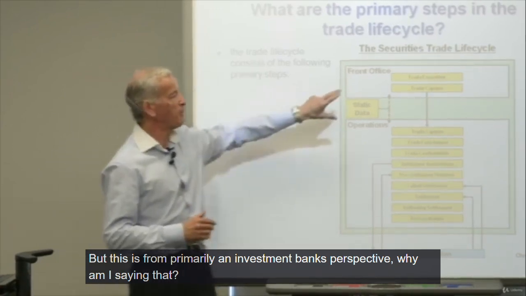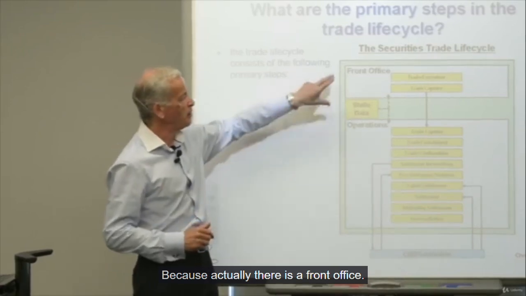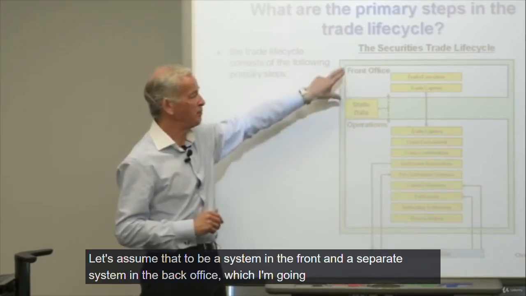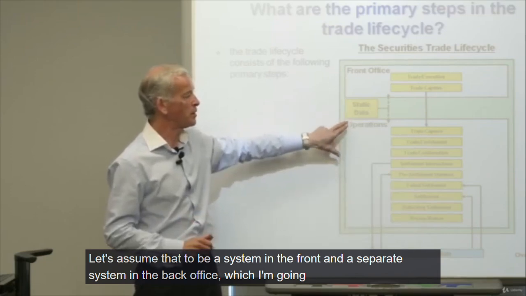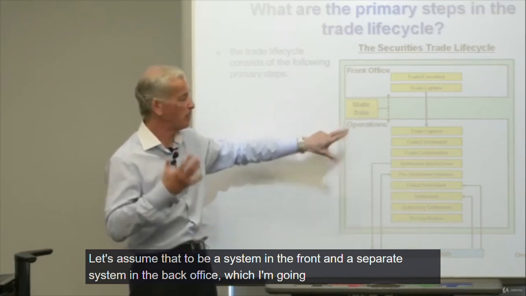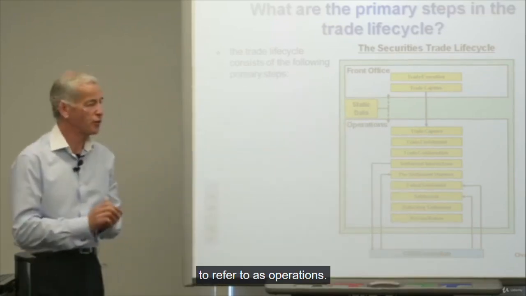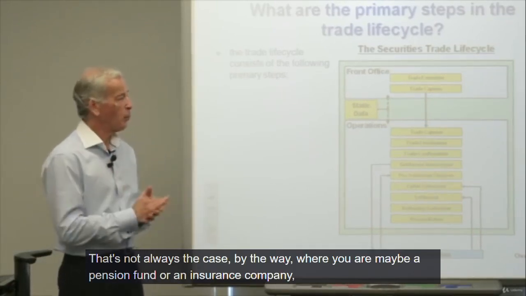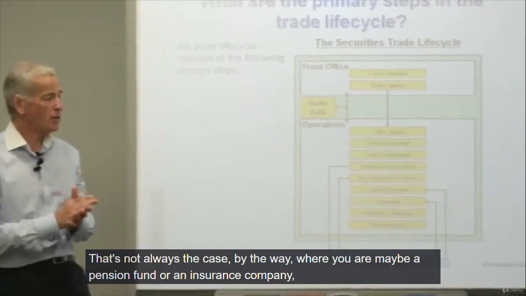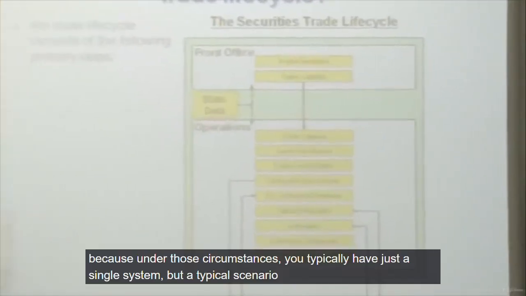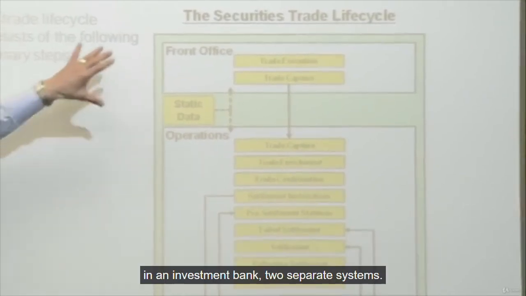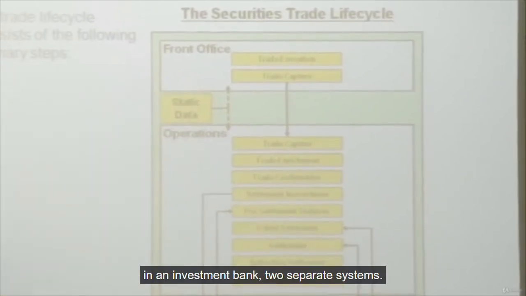Why am I saying that? Because actually there is a front office, let's assume that to be a system in the front and a separate system in the back office, which I'm going to refer to as operations. That's not always the case, by the way, where you are maybe a pension fund or an insurance company, because under those circumstances you typically have just a single system. But a typical scenario in an investment bank, two separate systems.